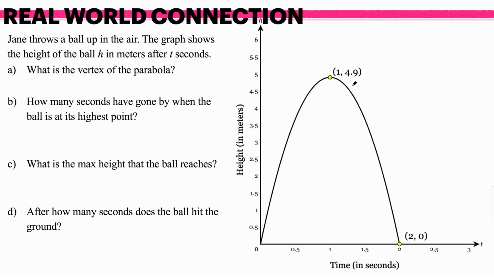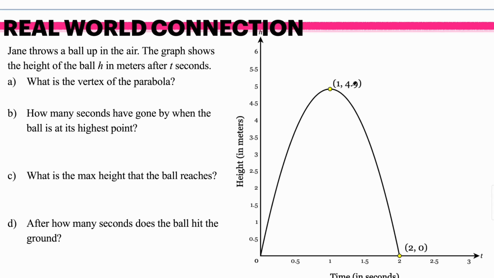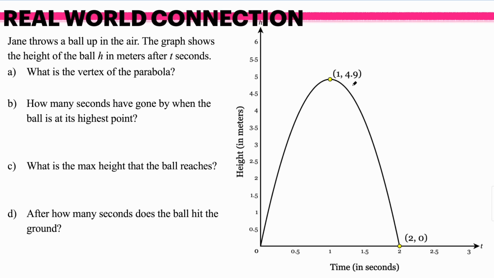Now, a real-world connection of where we could use this. Jane throws a ball up in the air, and the graph shows the height of the ball in meters after t seconds. Normally when we're dealing with a graph, we are dealing with an x-axis and a y-axis. But because this is a real-world situation, it is not necessarily going to be x and y. So you've got to think of the horizontal axis and the vertical axis.